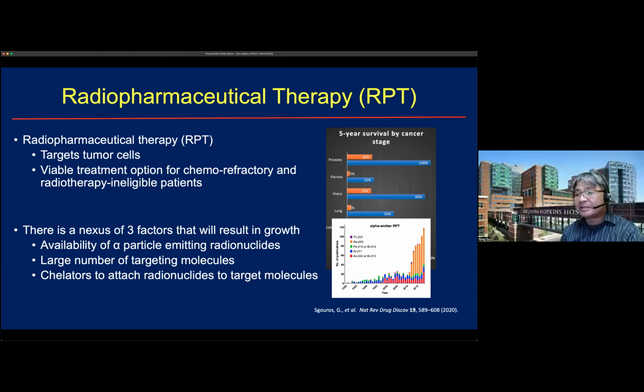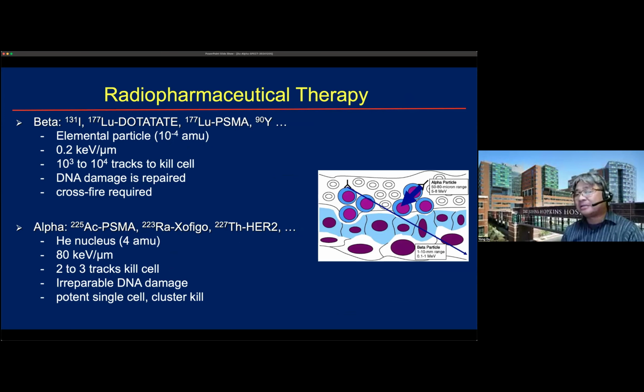So basically now there are two types of radiopharmaceutical therapy. One is labeled with beta emitters, basically electrons. Those include, for example, iodine-131, lutetium-177 labeled DOTATATE, which treats neuroendocrine tumors, and lutetium labeled PSMA, which treats prostate cancer. Yttrium-90 is a pure beta emitter, usually labeled on microspheres to treat liver cancer. Because a beta particle is basically an electron, it's very light, so it has very low energy transfer. Therefore, we usually need thousands of electrons to kill a single cell, and the damage is repairable.